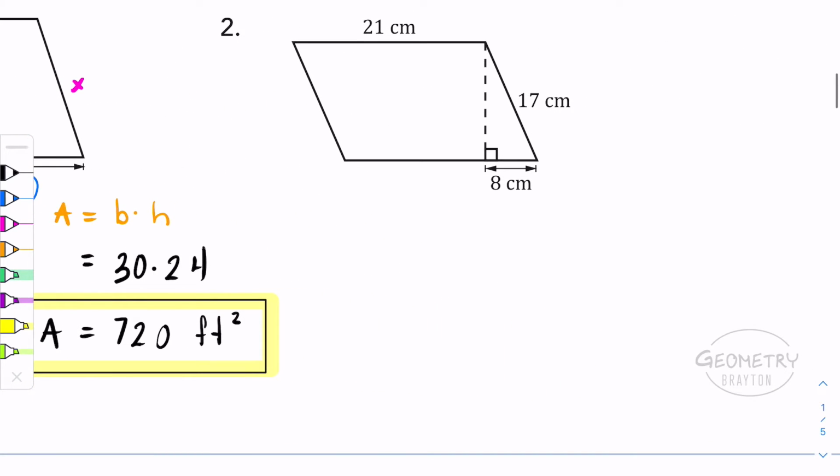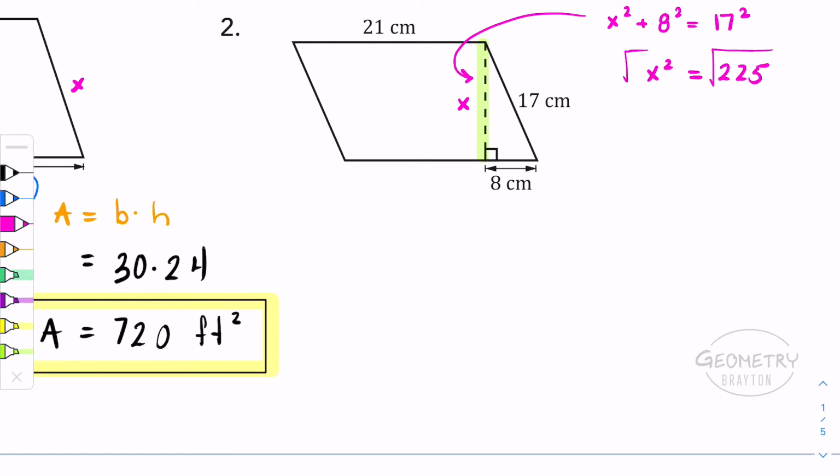Number two is actually going to require you to use the Pythagorean theorem in order to find the height of this figure. So I'm going to label this as x, and we are going to solve x squared plus 8 squared is equal to 17 squared. When I type this into my calculator, I have x squared equals 17 squared minus 8 squared, which is 225. Square root both sides, x is equal to 15.